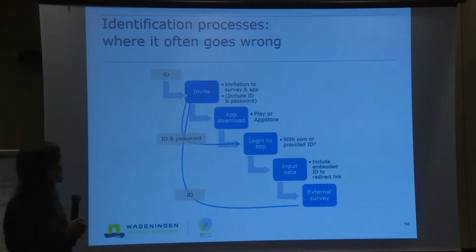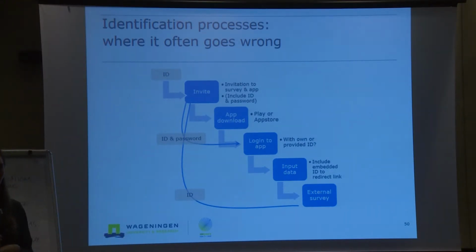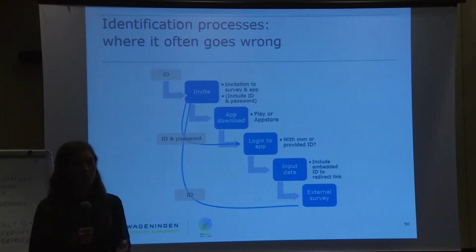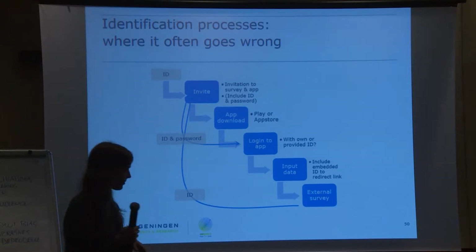What we did here, which is also the way of working that was traditionally done, is that people are sent an ID, and then they get an invitation to download the app. They download the app, they log into the app with this ID and their own password, and then they start inputting their data. And like Jos just showed, if there is external data, then they enter their ID here again. But as you can imagine, people kind of lose things, so they might also lose their ID, or they might make typos, and this gets really complicated sometimes.